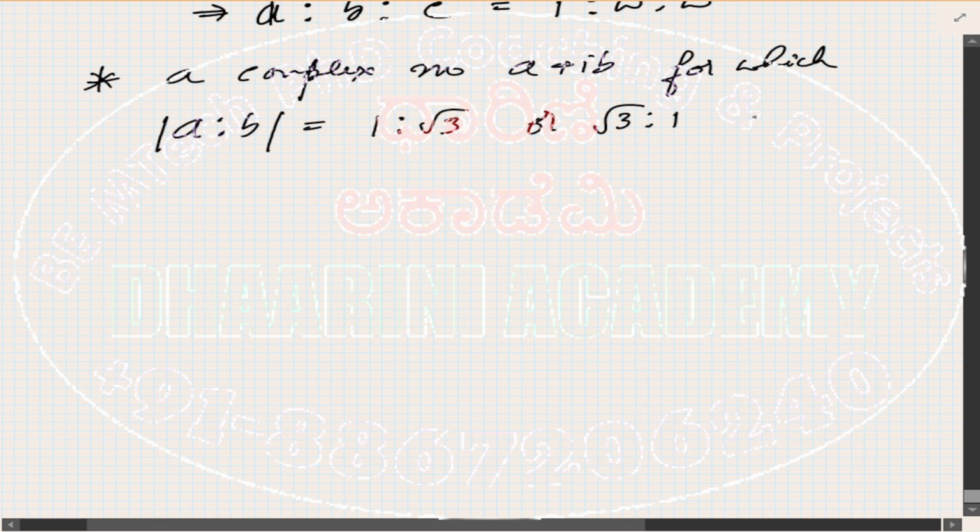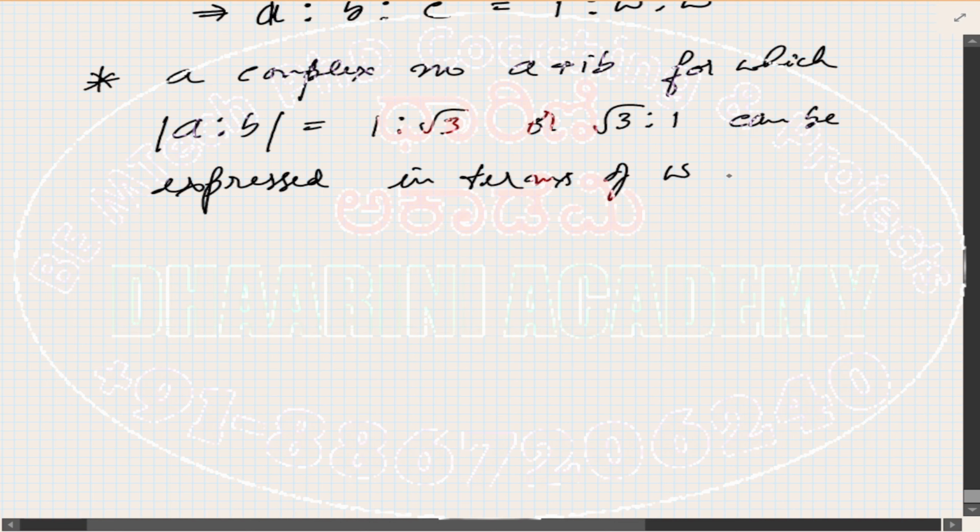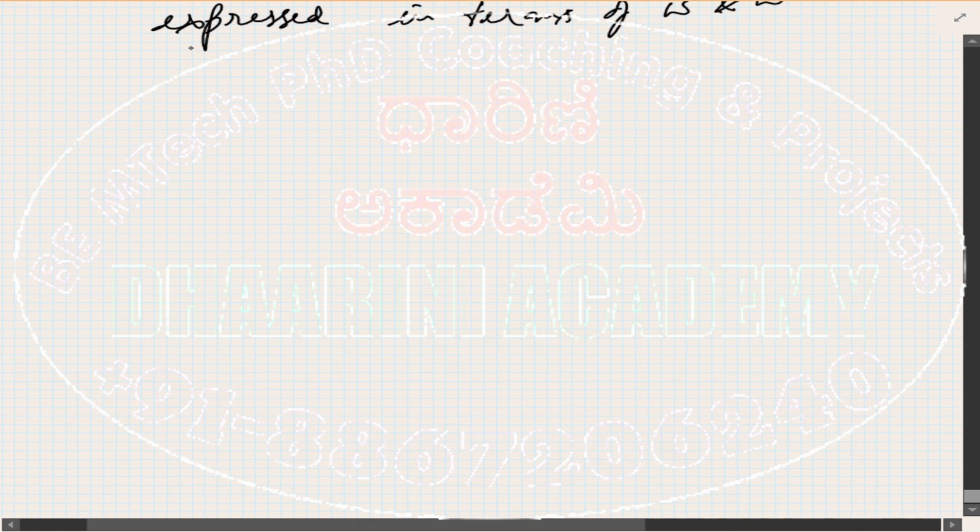Alright? So it can be expressed in terms of omega and omega square. So we can try to represent them using these two, omega and omega square. Let's say this is an example: 1 plus i root 3. So 1 and root 3 we can see, so it is in the ratio 1 to root 3.